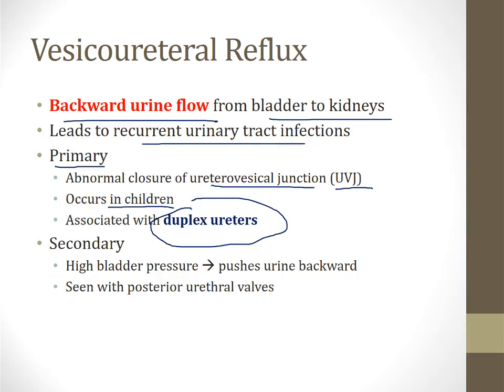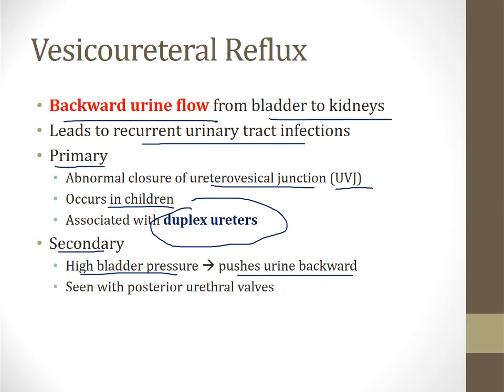If the ureters form abnormally and they are duplex, they often insert abnormally into the bladder, and that often allows urine to leak backwards up towards the kidneys when the bladder contracts. There is also a form of vesicoureteral reflux that's called secondary. This happens anytime there's very high pressure in the bladder. If the pressure gets very high, then when the bladder contracts, it will push urine backwards up towards the kidneys.